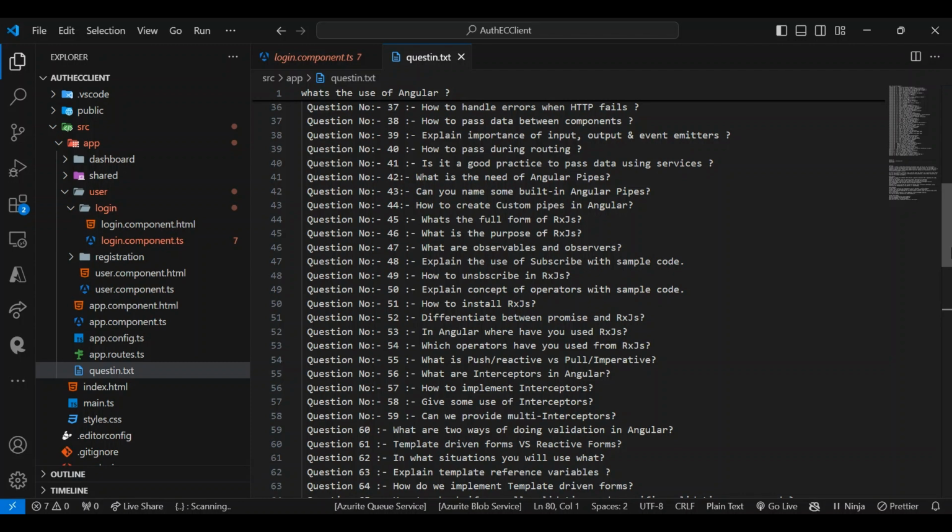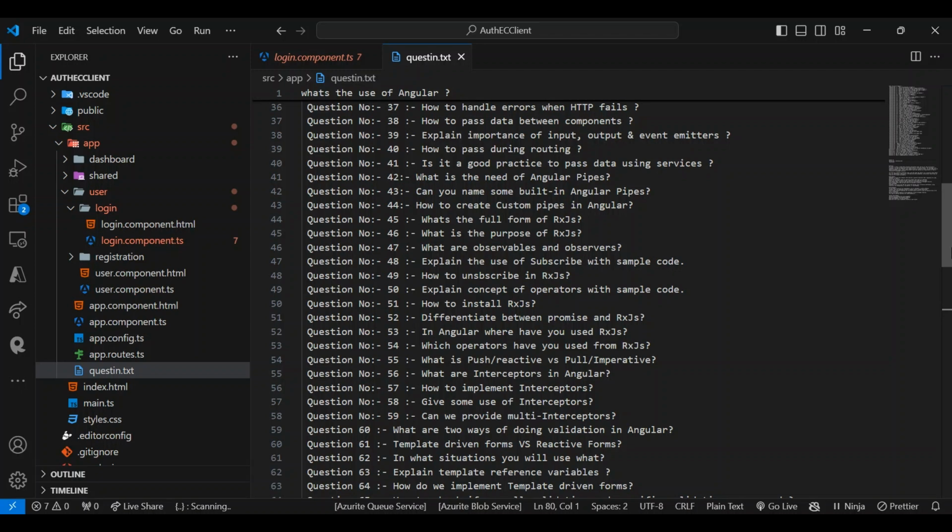Then next question: what is the need of Angular pipes? Can you name some built-in Angular pipes? And you have to create one custom pipe in Angular also. Apart from that, they give one sample code with the async pipe. So what is the advantage of that? Why are we using it? What is the flexibility? What is the main importance of that async pipe with the pipe symbol?